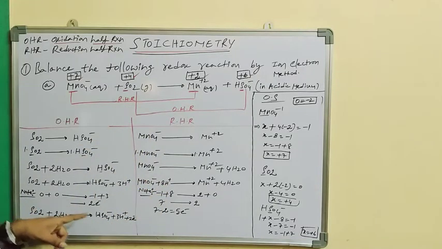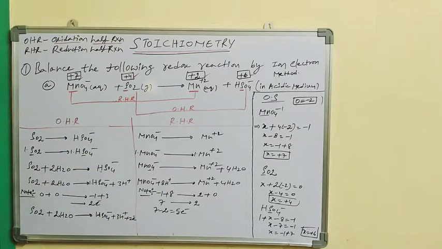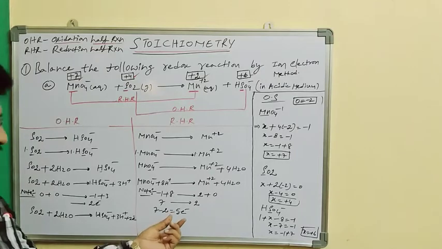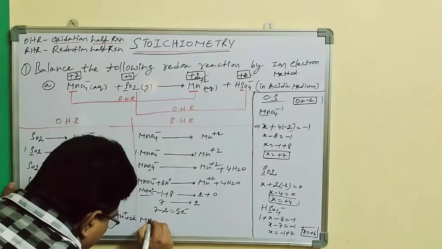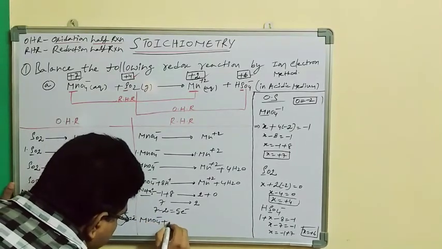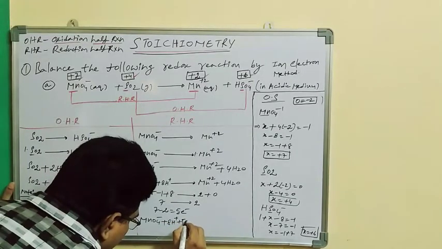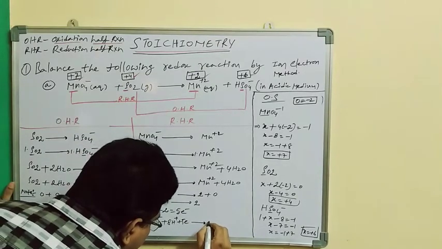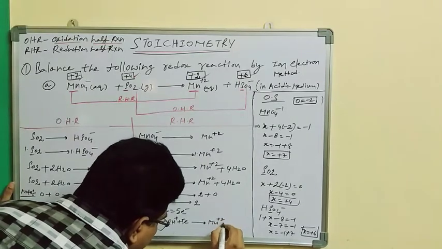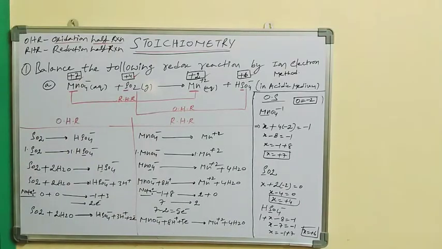In the oxidation half reaction, loss of electrons. In the reduction half reaction, gain of electrons takes place. I am adding these 5 electrons on the left hand side. MnO4 minus plus 8H plus plus 5 electrons gives rise to Mn plus 2 plus 4H2O.